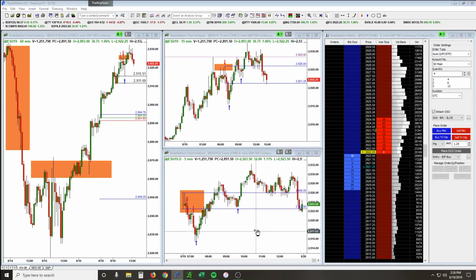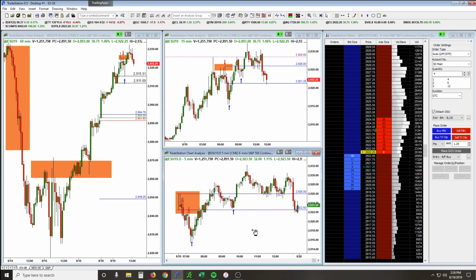So those were the two really good trades that we had today, albeit, like I said before, not the greatest environment, but definitely able to take advantage of that and make some money on the day. So those were some trades that we looked at and we took today.